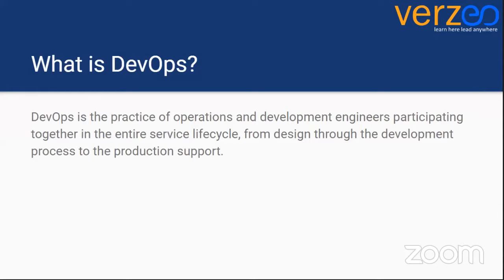So DevOps says that an operational team and development team should work together, collaborate together from the start of your product's lifecycle, then through the development process and to the production support. Which means that as a developer or as an operations guy, I should know end to end what is happening in a product. So DevOps says that a development guy and operations guy should work together to achieve a common goal. So DevOps is more about process or culture or practice rather than just tools.